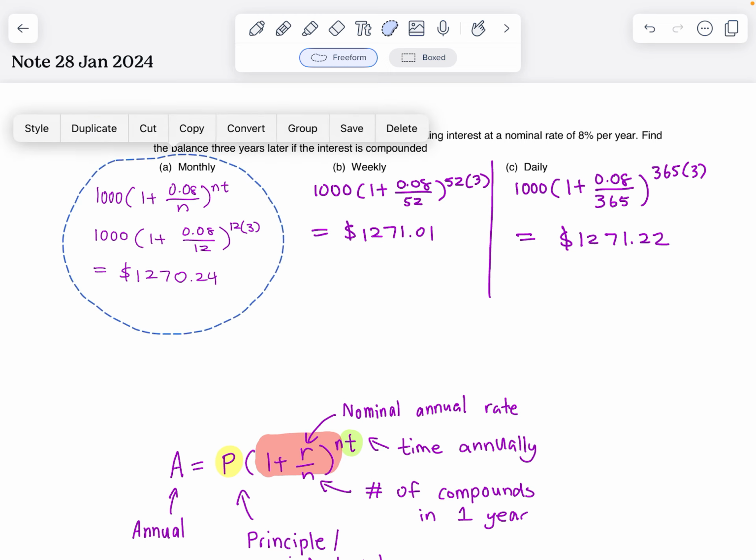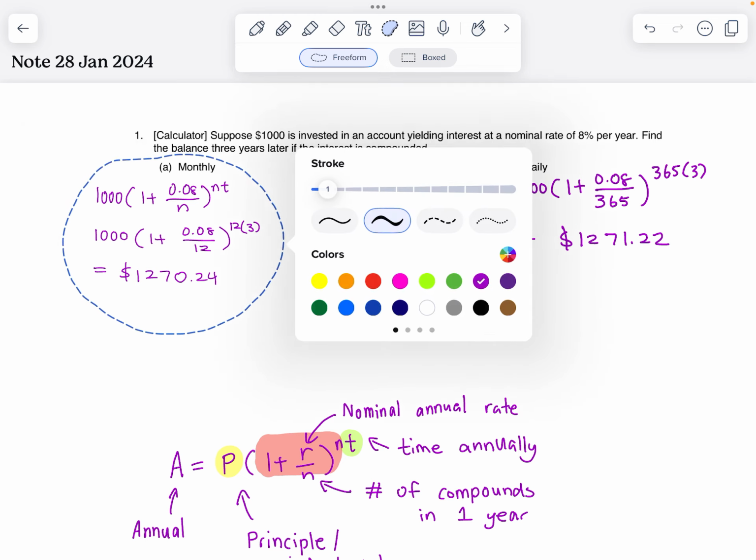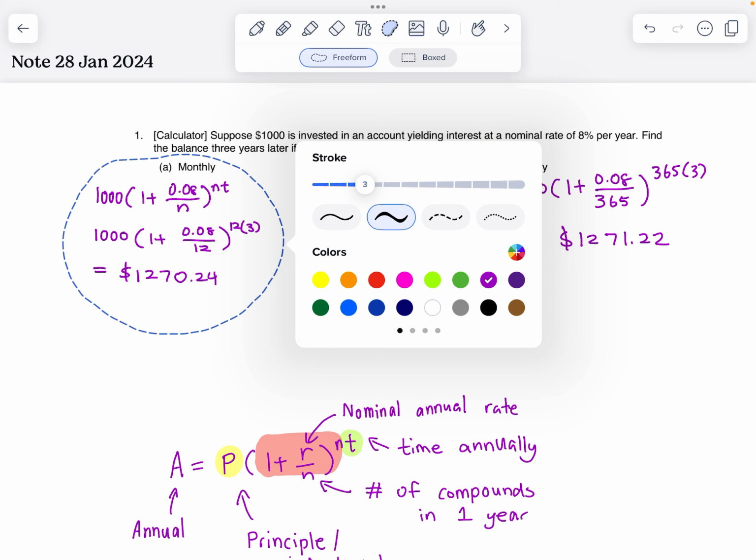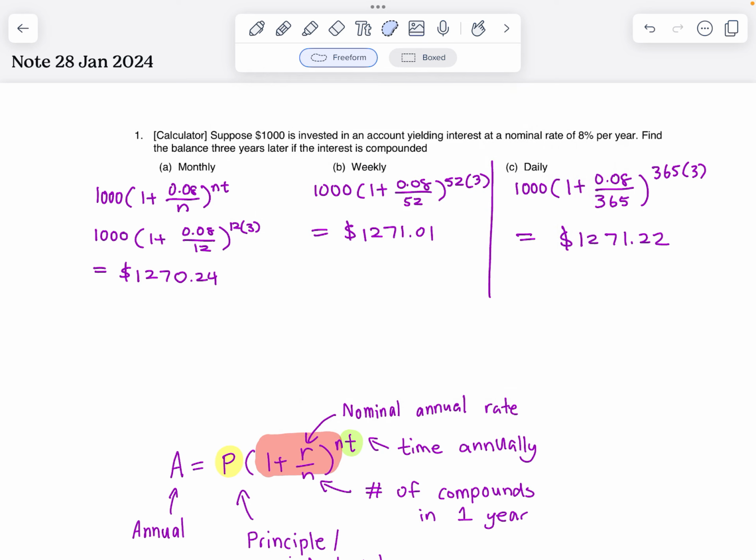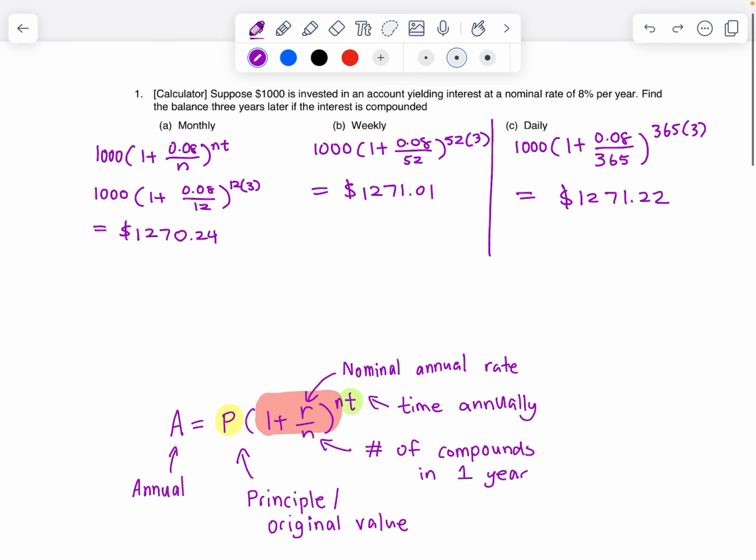And so here you can kind of see the trend, right? If I compound it monthly, I get 1,270. However, if I compound it weekly, the value is greater than monthly. But if we step further and do it daily, we get even more money at the end. So you kind of see the pattern of how in monthly and weekly and daily, how the values are slightly different. And so this is just some basics of compound interest.